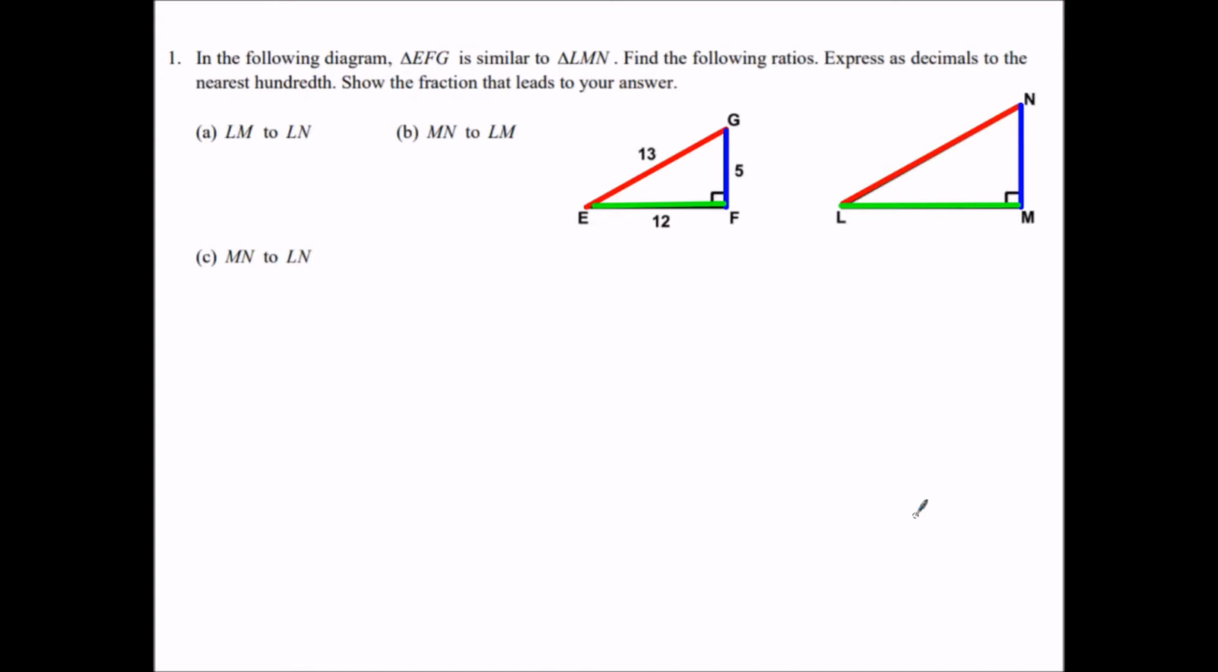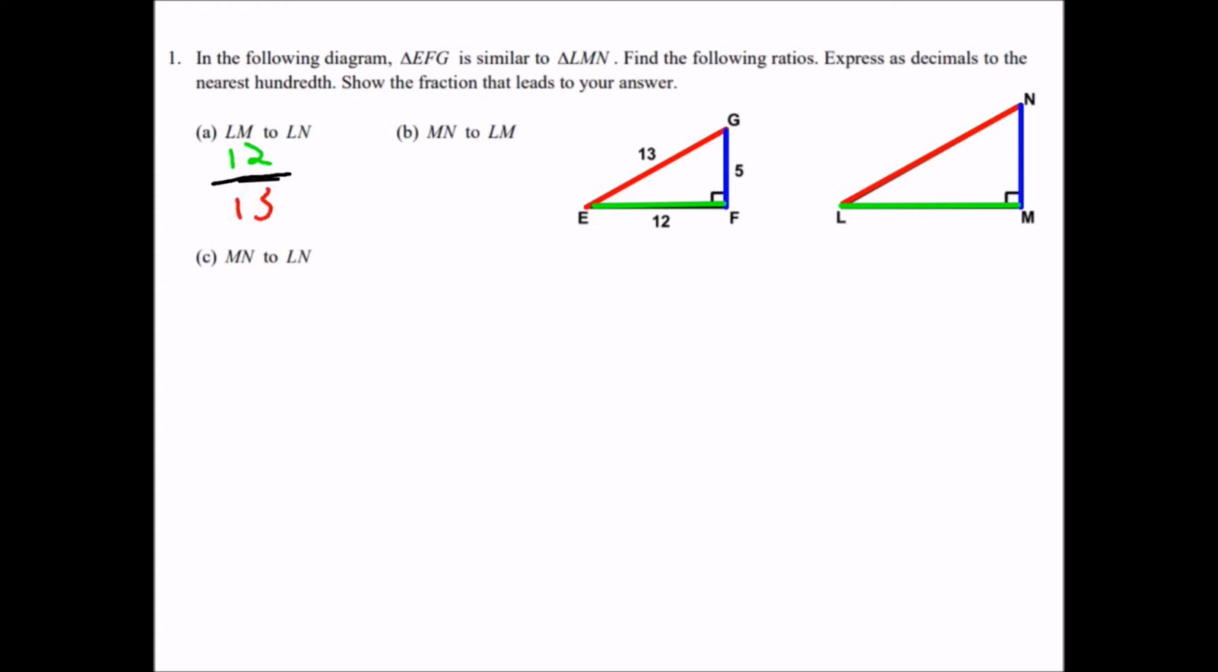So LM to LN. I color coded these. Basically, L maps to E, F maps to M, G maps to N. So LM would be the same as EF. When I say the same, I mean similar to, I should clarify. So LM is 12, and LN corresponds to EG, so that's 13.